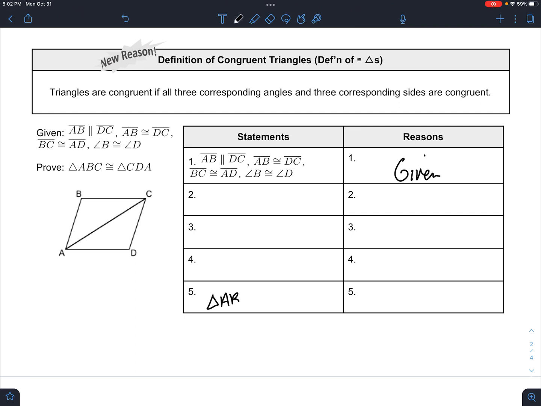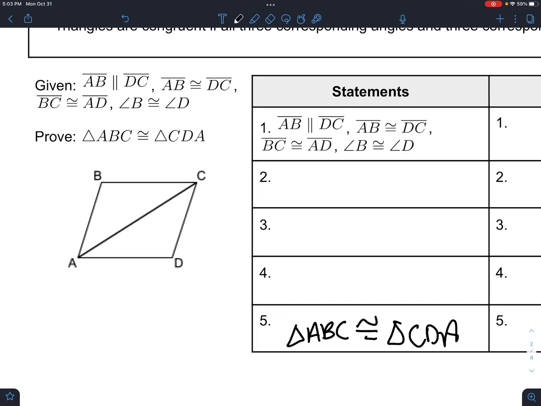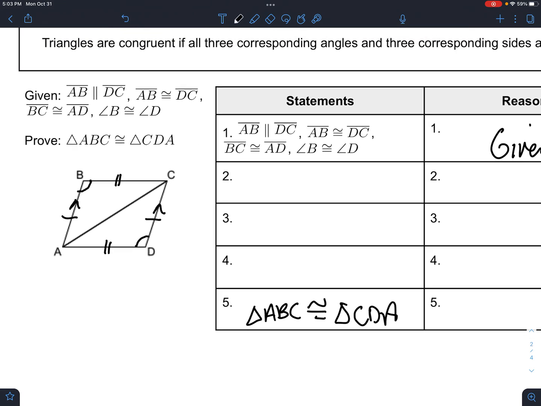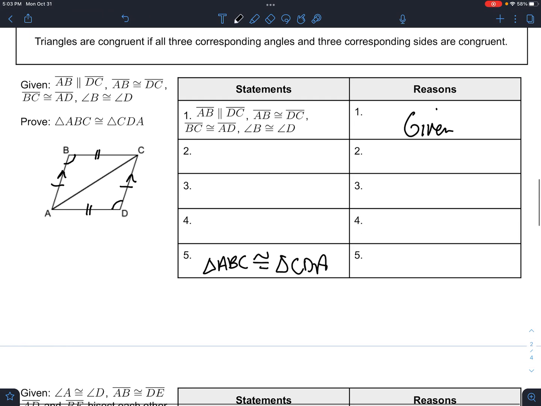Okay? So, we want to show that these are the two triangles that are congruent. And before we can do anything, we need to update our picture. So these are parallel. They're also the same in length. These are the same in length. And these angles are also the same. Okay. So there's a few routes we could go.